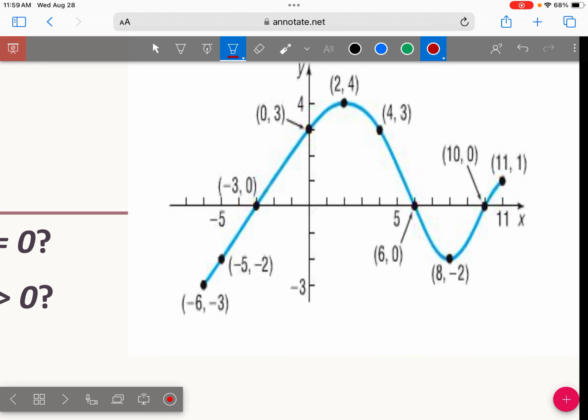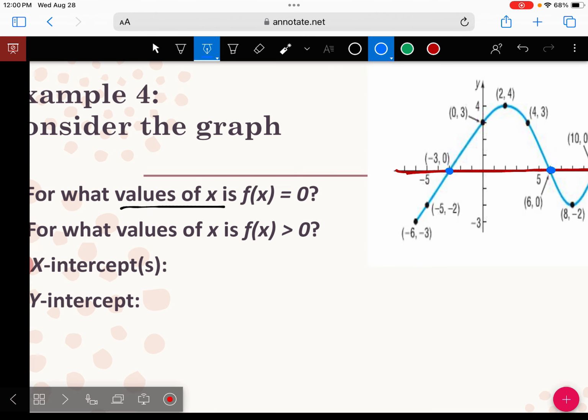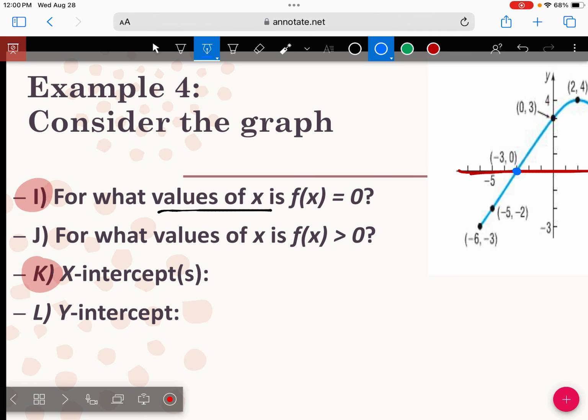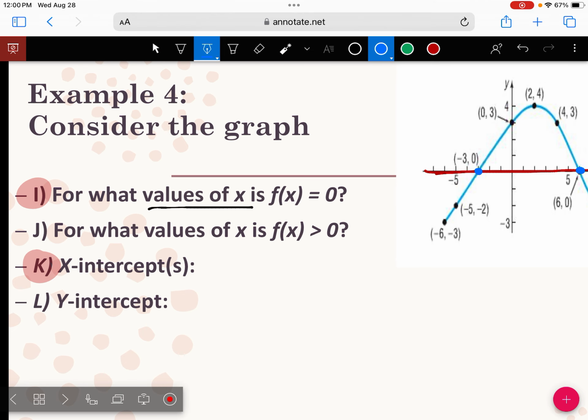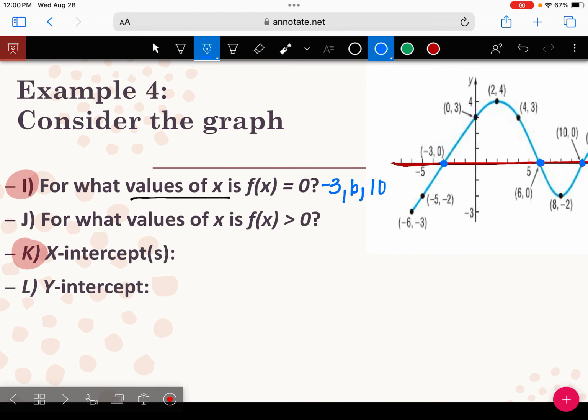So when I'm looking here at this line, I'm going to go ahead and draw a line. This is when y equals 0. And if you look, there are 3 places that the graph crosses through. The first one is at -3, +6, and +10. The only difference is how we answer it. So for part I, we would just list those numbers. We would say it's -3, +6, and +10. But for part K, we will write those as ordered pairs.